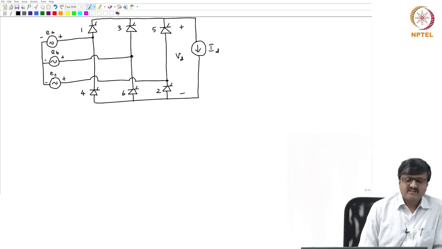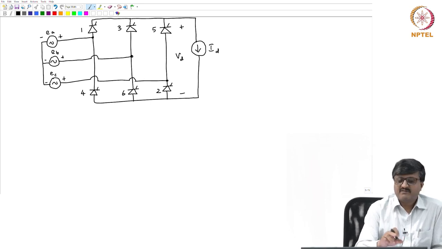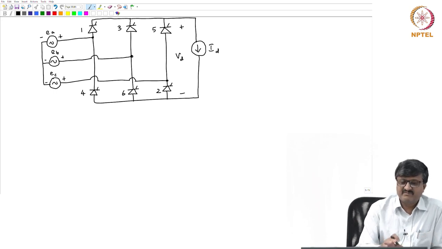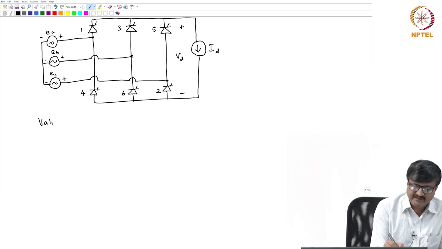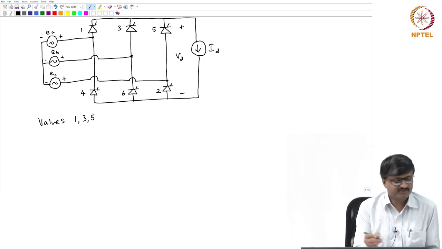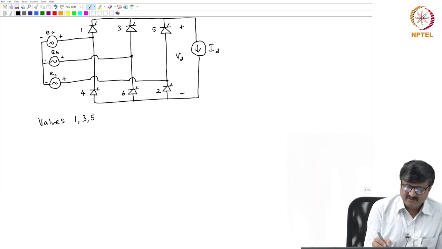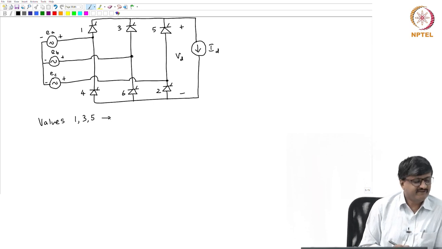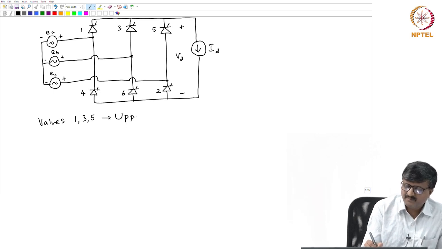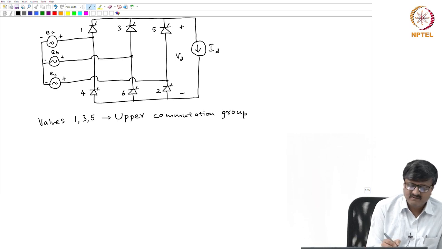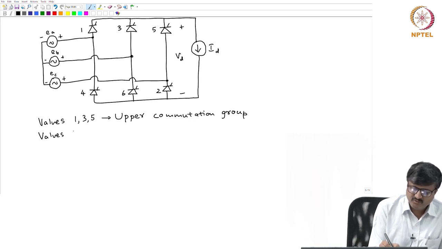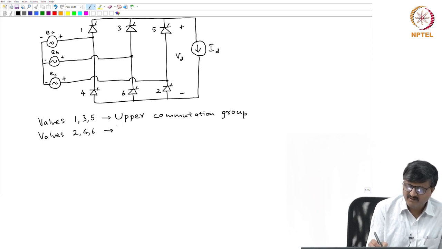So you see that there are six valves, but as we know from the previous explanation, there are two basic commutation groups. Valves 1, 3 and 5 form one basic commutation group. Valves 2, 4, 6 form another basic commutation group. So this basic commutation group consisting of valves 1, 3, 5 is called the upper commutation group. And valves 2, 4, 6 form the lower commutation group.